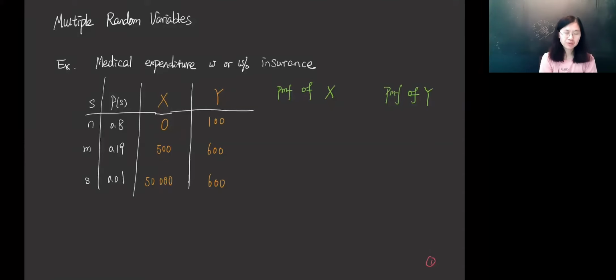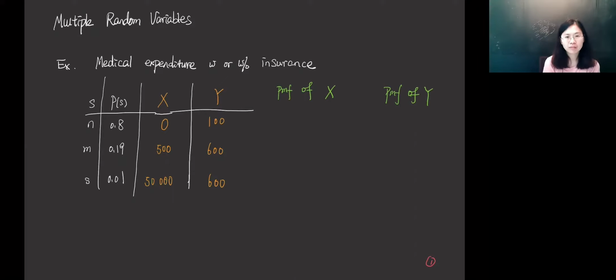In previous videos, we have defined distributions of random variables, expectations, and variances of random variables. In practice, we often are concerned with more than one random variable. To give you a simple example, one that we have considered before, you're thinking about making a decision about a medical insurance, whether to buy the medical insurance for the next year or not.